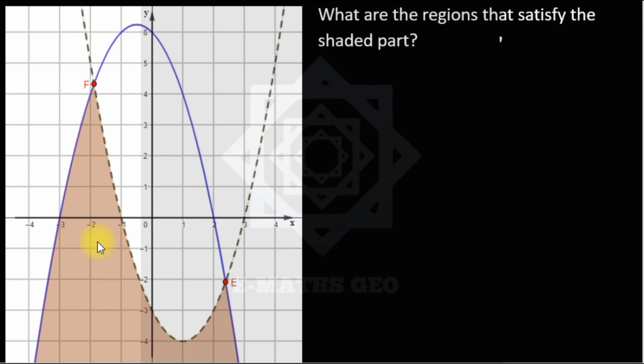And as you can see, it's bounded by curve 1 and curve 2. So we have two quadratic curves bounding the region, and we need to get their equations first. That's the equation of this first curve and the equation of the second curve.